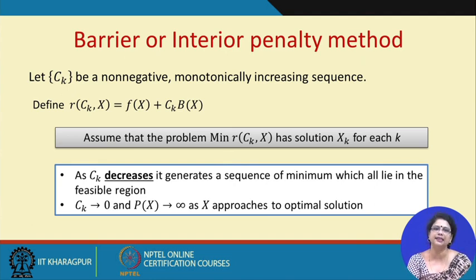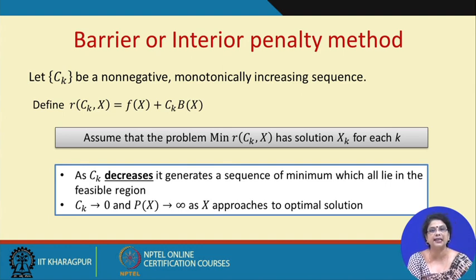But there is another convention you will see in the literature: in the barrier function method, people do not consider the barrier parameter as Ck. They consider 1 by Ck. Why is it so? To make it similar to the exterior penalty function method. As we are decreasing Ck, if I take 1 by Ck, then we can say that we are increasing 1 by Ck. That is why that convention is there.